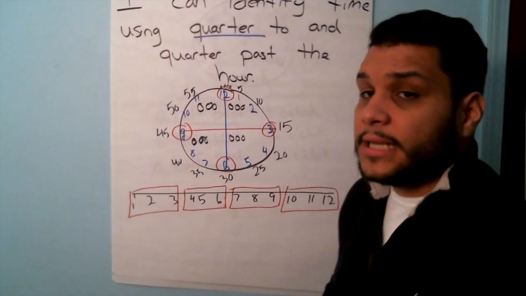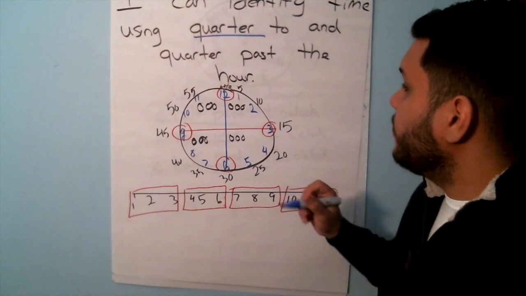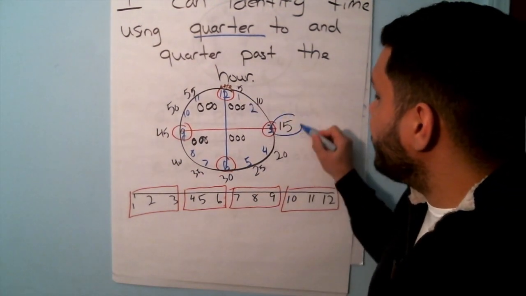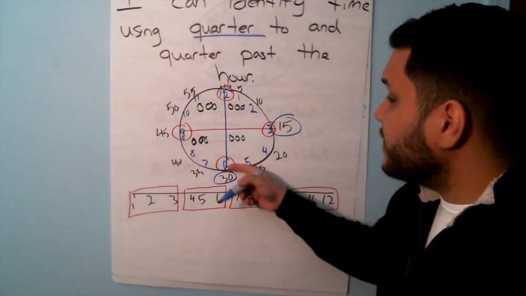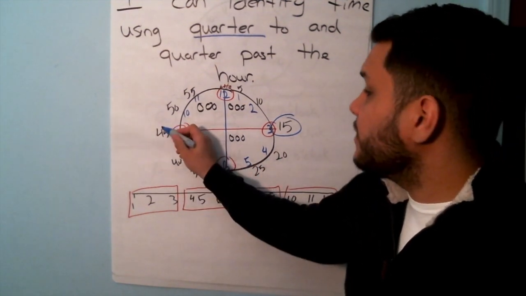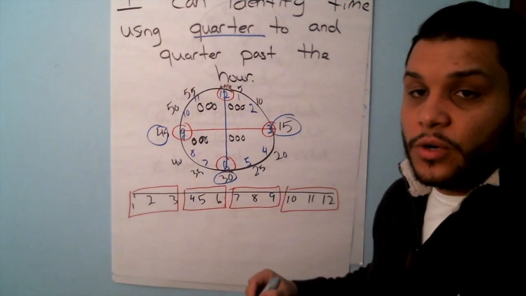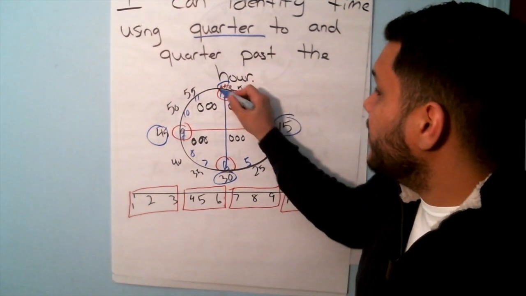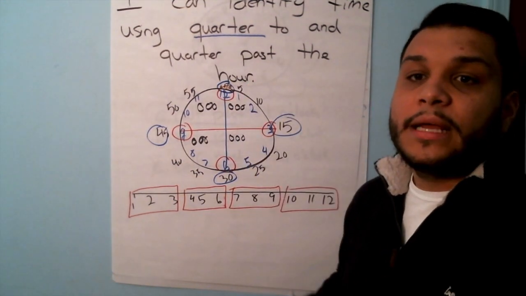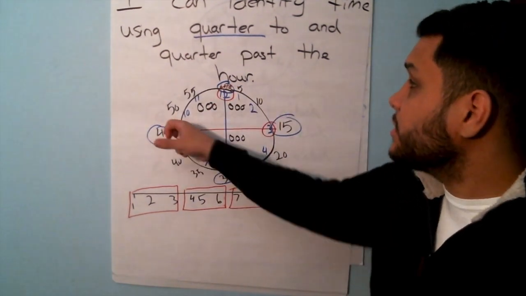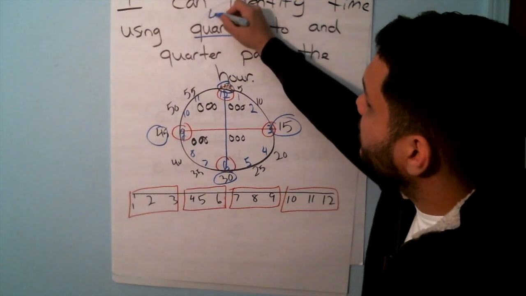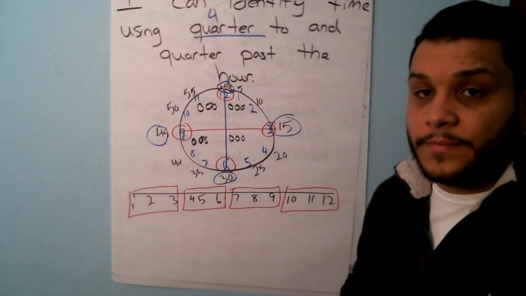Today we're focusing in on quarters. When I look around, 15 is a quarter because my line touches it. 30 is a quarter because my line touches it. 45 is a quarter because my line touches it. And 60 or 0 is my last quarter because my line touches it. 4 numbers because a quarter means 4.